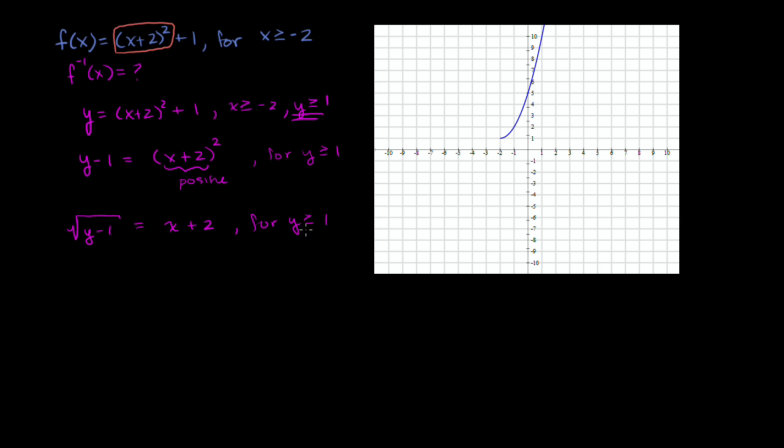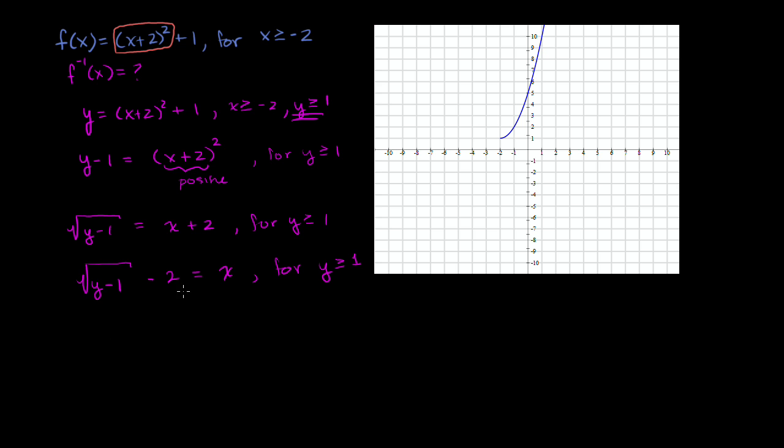This y constraint is going to matter more because over here, the function, the domain is x. But for the inverse, the domain is going to be the y value. And then we have the square root of y minus 1 is equal to x plus 2. Now we can subtract 2 from both sides. We get the square root of y minus 1 minus 2 is equal to x for y is greater than or equal to 1. And so we've solved for x in terms of y.